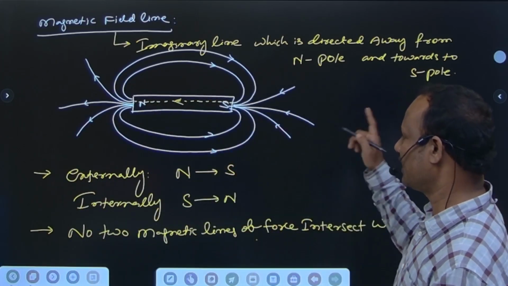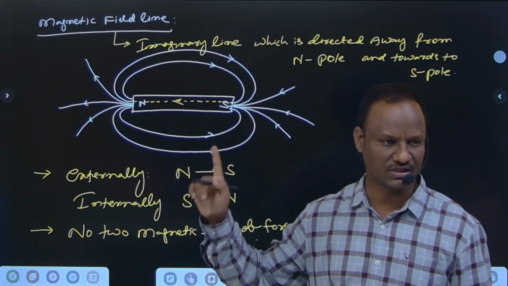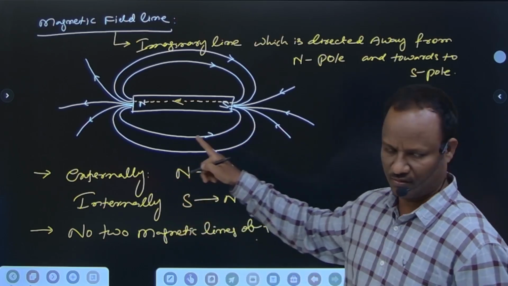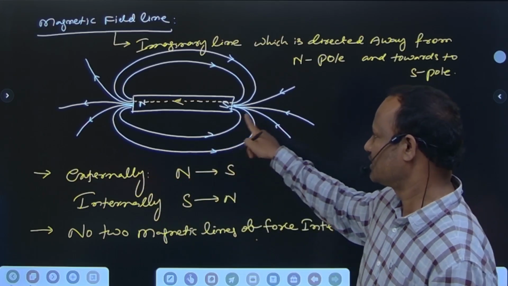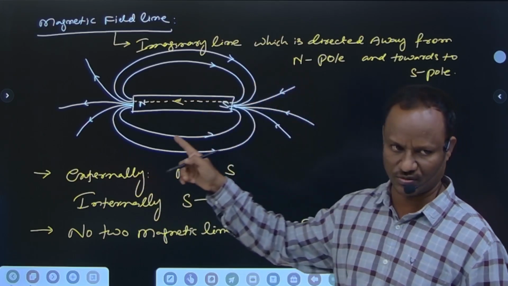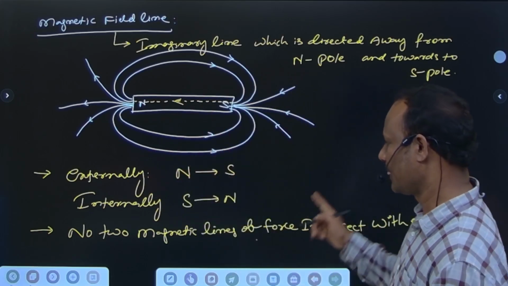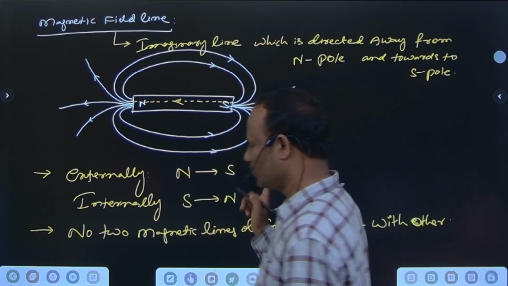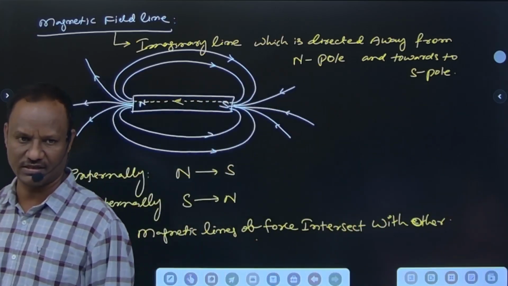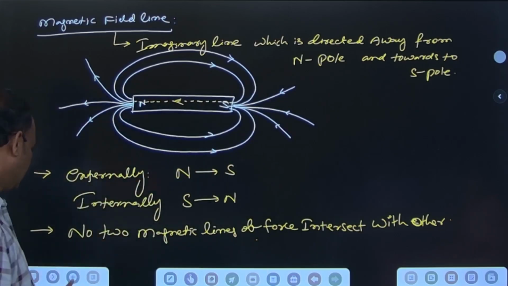Yes, so magnetic lines of force, what is the direction? Externally, it is from north to south. Internally, from where? South to north. And the next point is that no two magnetic lines of force intersect with each other.